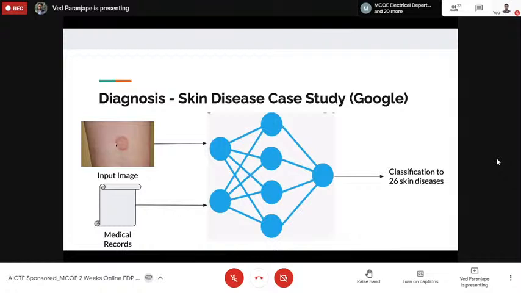So when two different types of data, that is image and text, are combined in a neural network, it's much harder to interpret and combine both the data together. But this task did exactly that, and it classified 26 skin diseases with very high accuracy, and it almost did as well as a dermatologist would. So yeah, that's the significance of it.